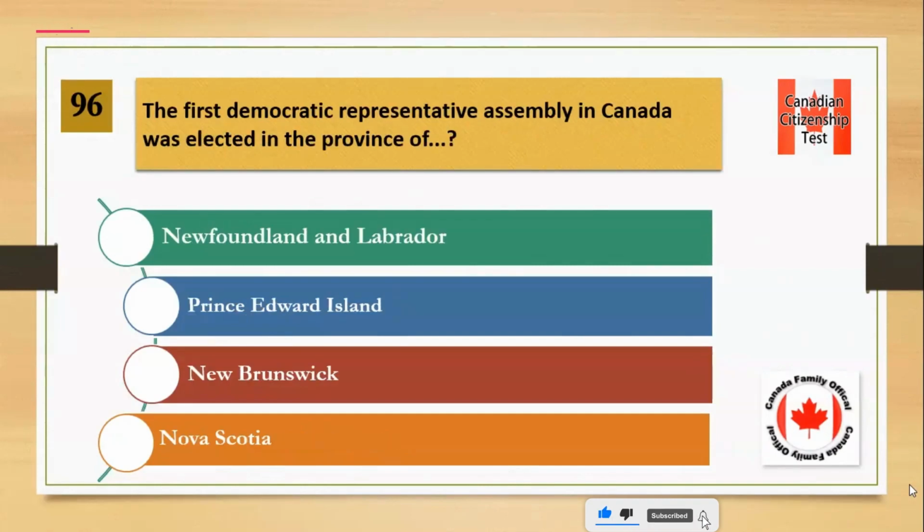The first Democratic Representative Assembly in Canada was elected in the province of Number 1, Newfoundland and Labrador. Number 2, Prince Edward Island. Number 3, New Brunswick. Number 4, Nova Scotia. And the answer is Nova Scotia.